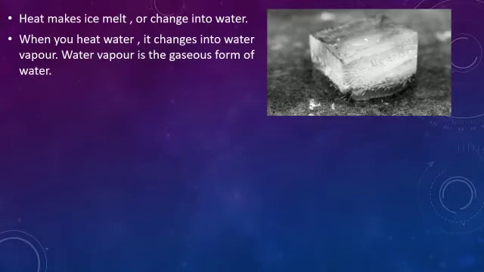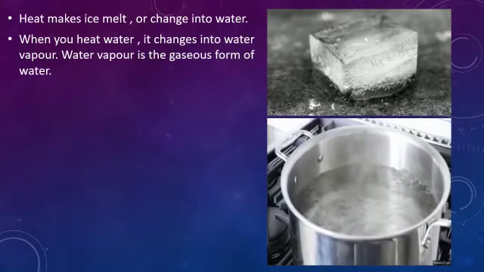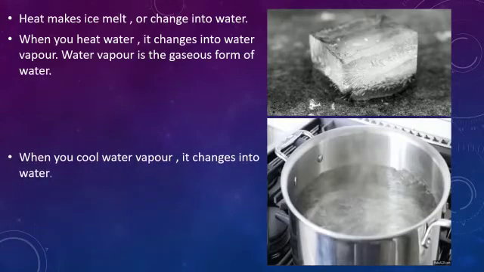When you heat water, it changes into water vapor. Water vapor is the gaseous form of water. Let us discuss this. At home, you all must have seen your mother boils water, and when the water is boiling, what do you see on the top of the vessel? You see the steam. This steam is called water vapor. Water vapor is the gaseous form of water.